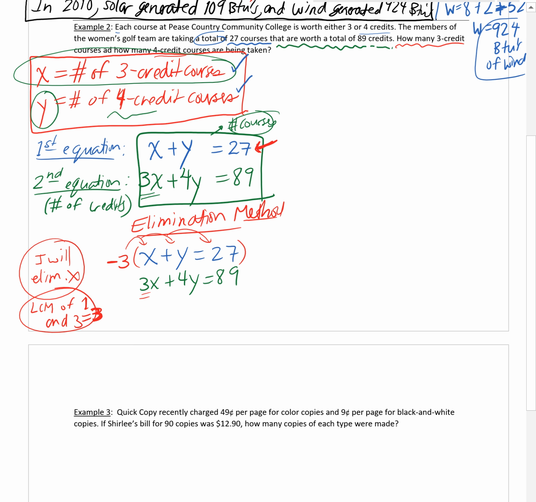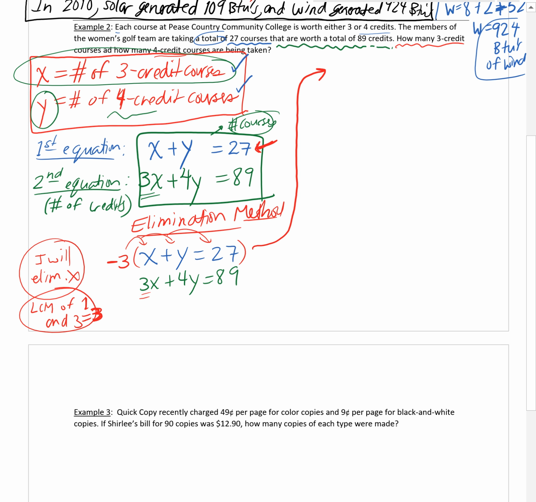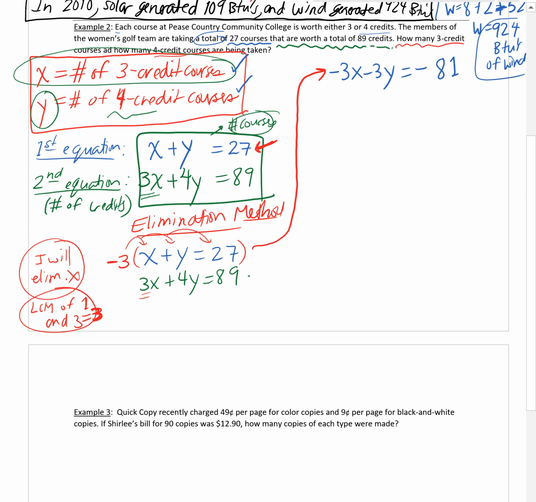So let me see what happens to that guy up here. Distribute that negative 3. So it's negative 3 times x, that's negative 3x. Negative 3 times y would be negative 3y. Negative 3 times 27 would be negative 81. Okay, that looks good. And then we already decided that the second equation doesn't need to be multiplied by anything because the coefficient of x is already exactly what we want. So I'll just rewrite it.